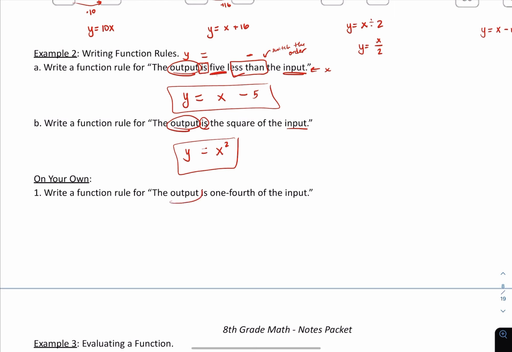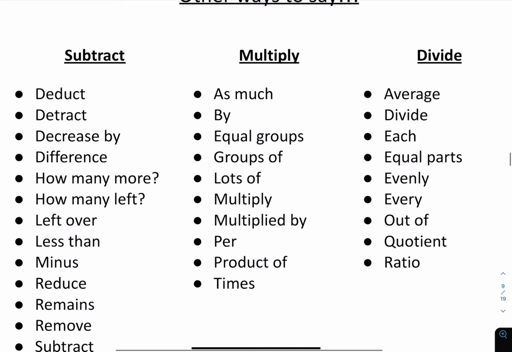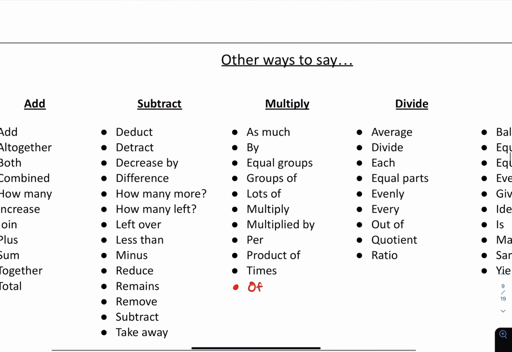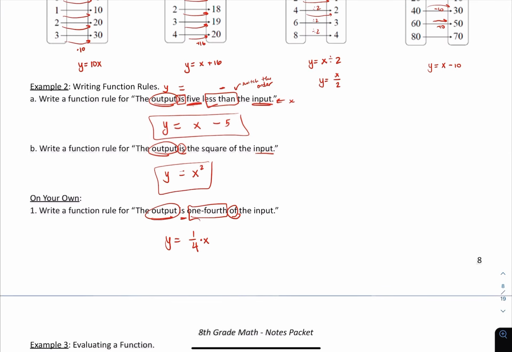Okay, we'll do this one together. Output is y means equals 1/4 of, right? If you were to look for of, where is it? Well, I would add of here. Of is going to be multiplied, so 1/4 times x. You don't need to write the dot, you could write 1/4 x. That's totally fine as well.